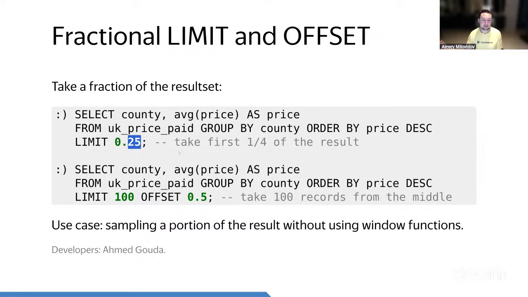Why do you need it? Let's suppose you run a query and you don't know how many records are in the result, but for some reason you want to sample it. And it is especially useful to sample from the middle of the table. And actually, you can use window functions for that, subqueries, but it is not so convenient. It's way more convenient to say something like take 100 records from the middle.